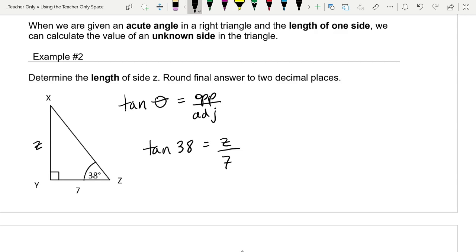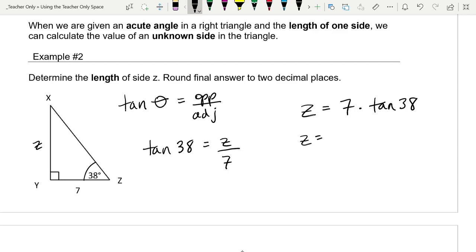Now, how do I get Z by itself? What do I do to isolate it? Basic algebra. Times both sides of this equation by 7. So Z is going to equal 7 times the tangent of 38. Z equals, try punching buttons, see if you get it.